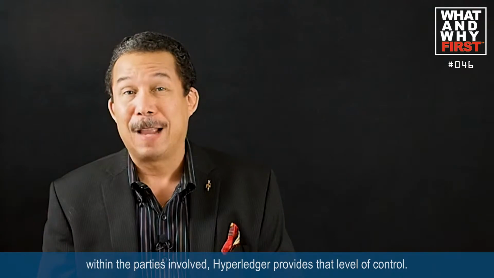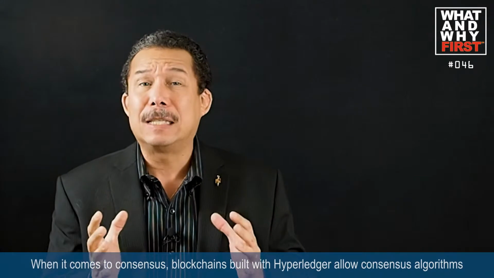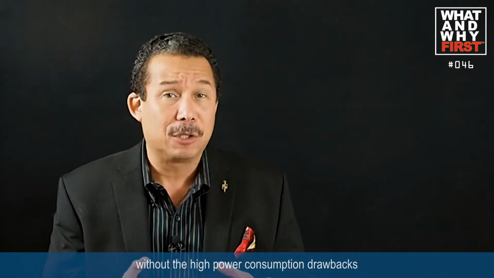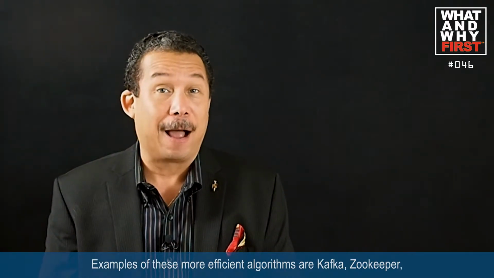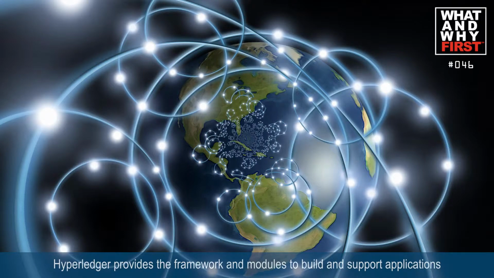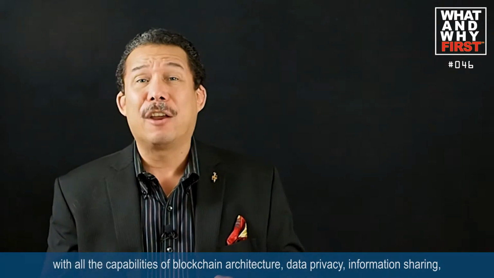of control. Now, when it comes to consensus, blockchains built with Hyperledger allow consensus algorithms without the high power consumption drawbacks. Examples of these more efficient algorithms are Kafka, Zookeeper, Byzantine fault tolerance, and proof of elapsed time. In a nutshell, Hyperledger provides the framework and modules to build and support applications with all the capabilities of blockchain architecture, data privacy, information sharing, immutability, with a full stack of security protocols, all for the enterprise.